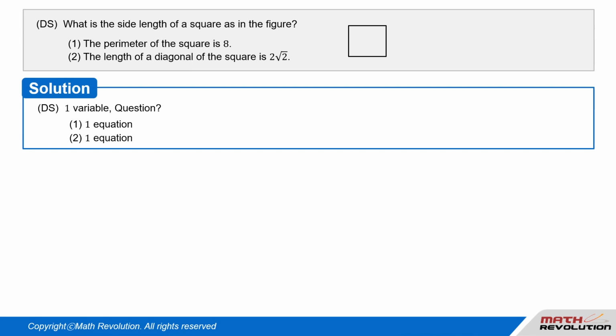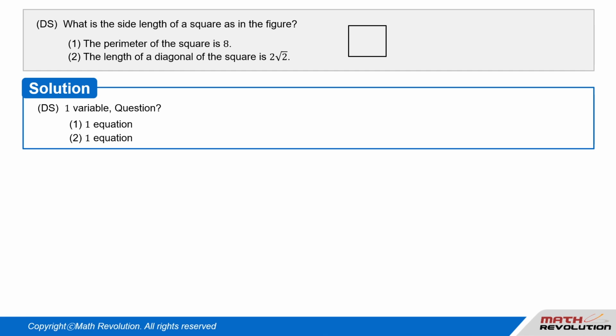Solution. Now we will solve this DS question using the variable approach. DS, one variable, question. Condition 1, one equation. Condition 2, one equation. DS question with one variable. Let the original condition in a DS question contain one variable.